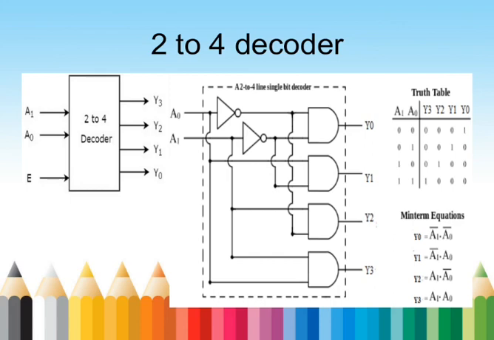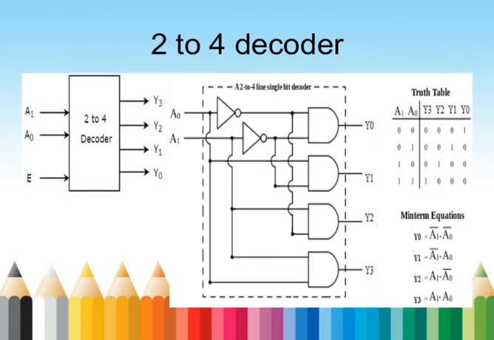In the logic diagram, the first AND gate has inputs A1 prime, A0 prime. The second AND gate has inputs A1 prime, A0. The third AND gate has inputs A1, A0 prime. The fourth AND gate has inputs A1 and A0. So this is the basic logic diagram for the 2 to 4 decoder circuit.